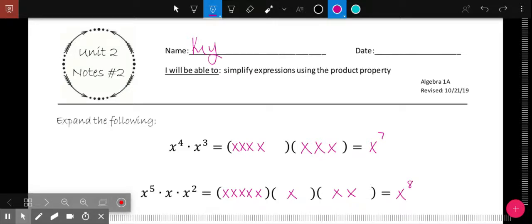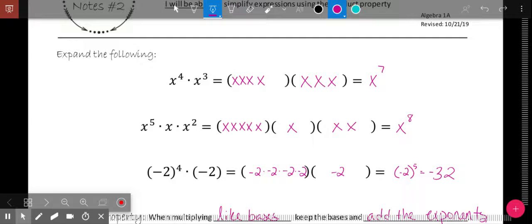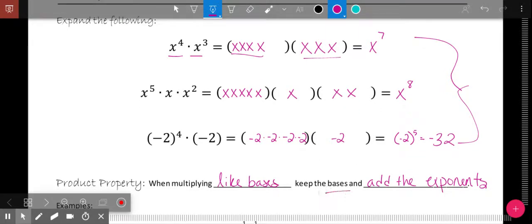All right, so we talked about already that whenever I expand out all my x's, the first one I had x to the fourth times x cubed. I expand that out and I had 4 x's and 3 x's, add up all my x's, and I had x to the seventh because I had 7 x's there. So we did that with these three problems, and we're able to see that whenever I am multiplying like bases, we can keep the base and we can just add the exponents. We all love a good shortcut. So anytime we can make a problem a little bit shorter, that's a good thing.